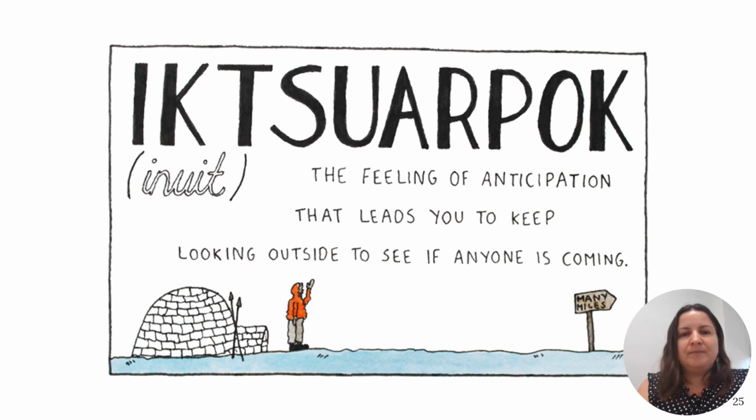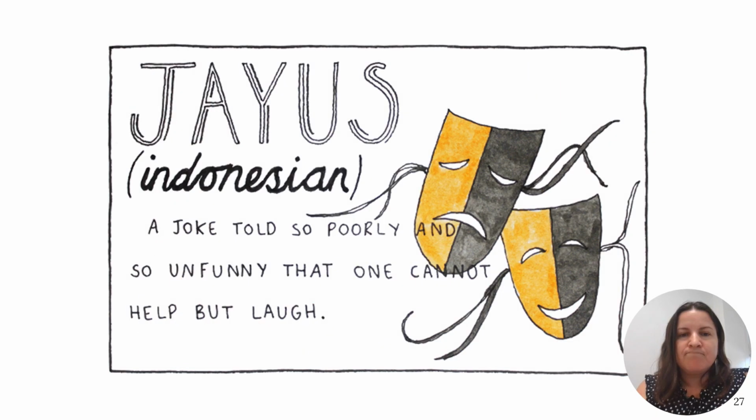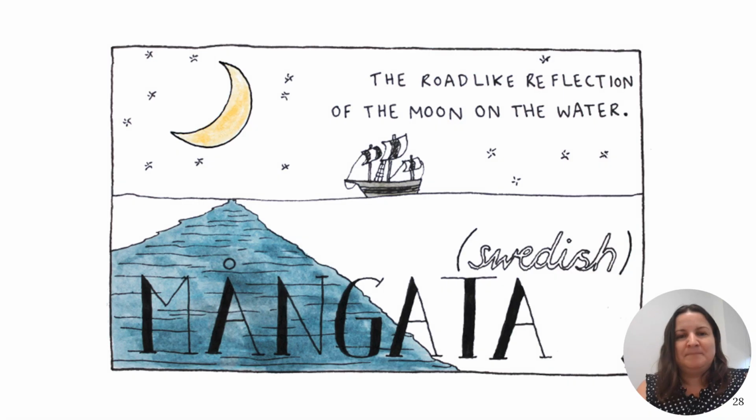In Inuit language, ikswarpok, that feeling of anticipation that leads you to keep looking outside to see if somebody's coming. In Japanese, komorebi, that sunlight that filters through the leaves of a tree. In Indonesian, janus, a joke that you tell so poorly and that is so not funny that you can't help but laugh. Not because it's a good joke, but because it's such a bad joke. In Swedish, mangata, the road-like reflection of the moon on the water.